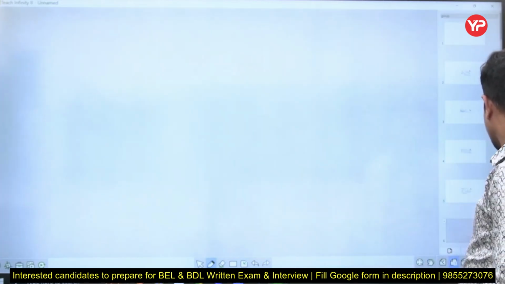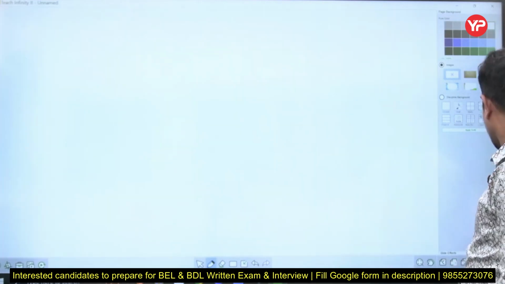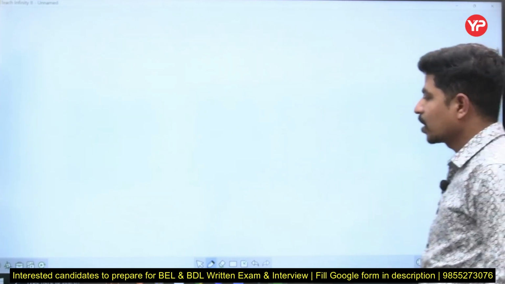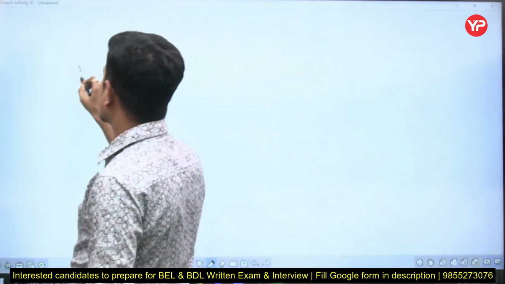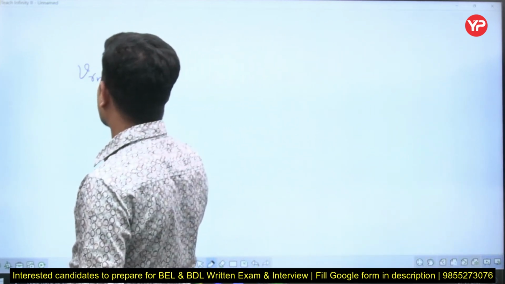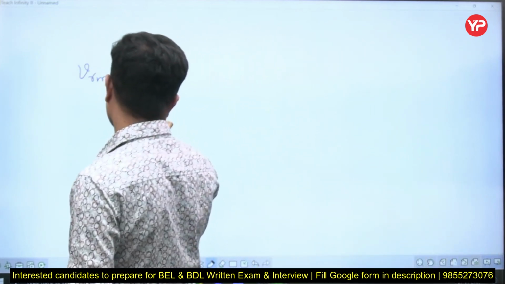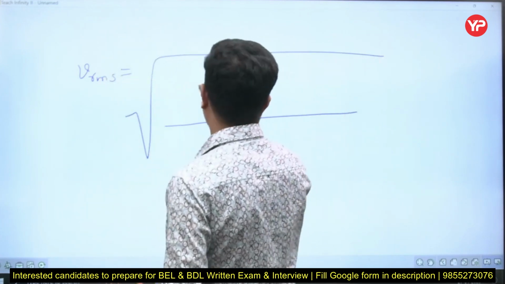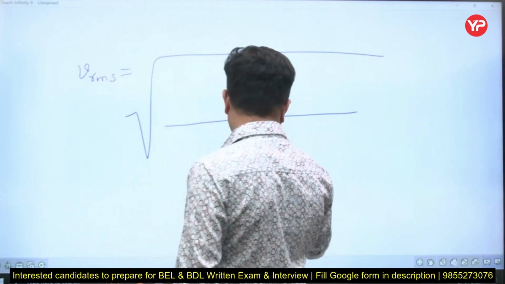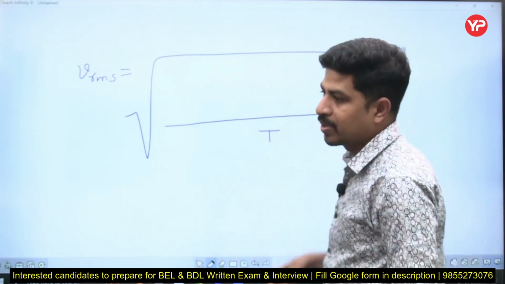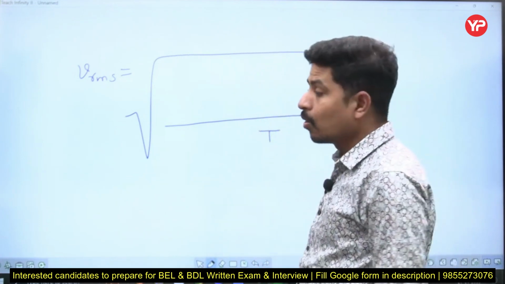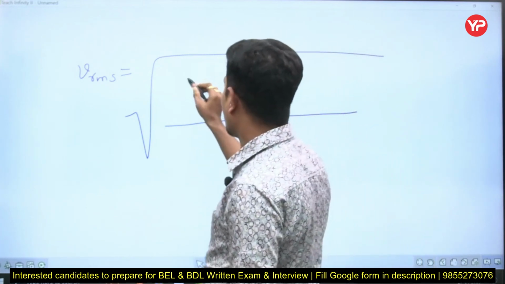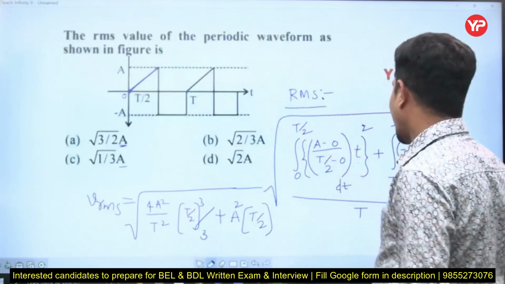Let me add a white page as it is clumsy over there. Let's take it here. I am assuming that the entire waveform is voltage. So VRMS is equal to under root of, first we squared, after that we average, total divided by time period. Average means total divided by time period. Square average we are taking, right? Now how much do we have here?